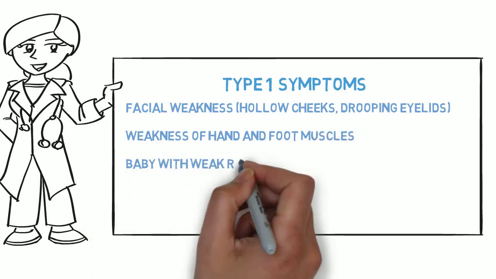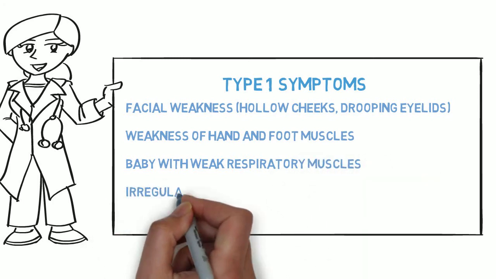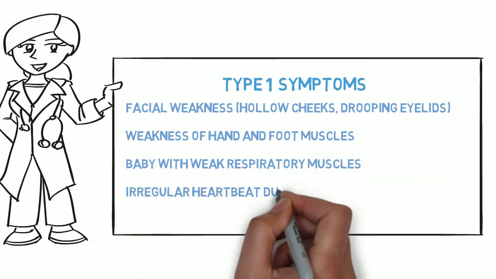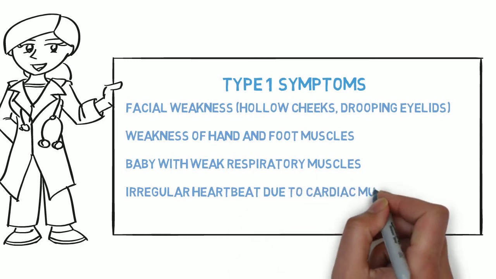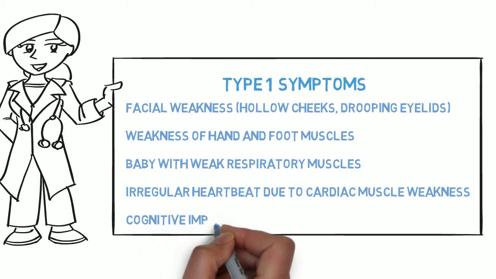In very severe cases, it appears in infancy, with a baby being born with weak respiratory muscles, which lead to difficulty breathing, or irregular heartbeat due to cardiac muscle weakness, or even cognitive impairment.